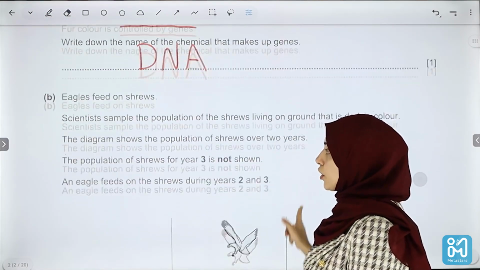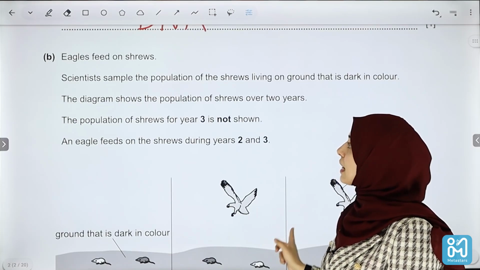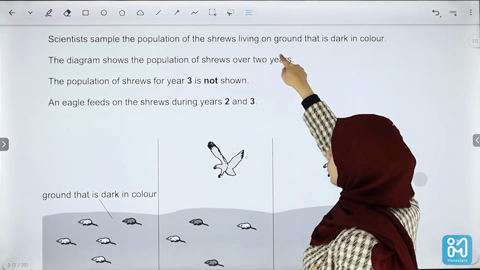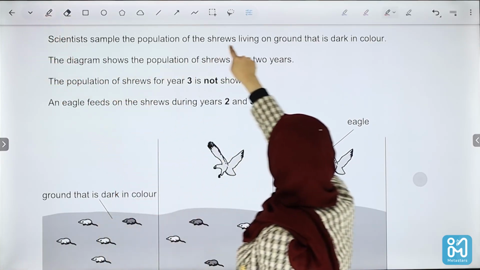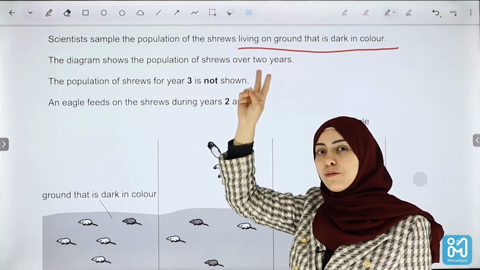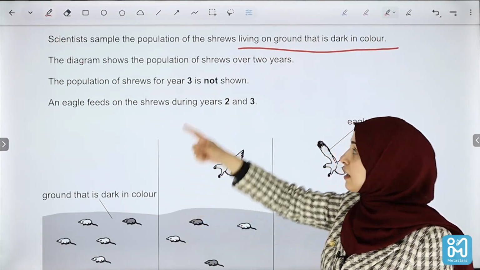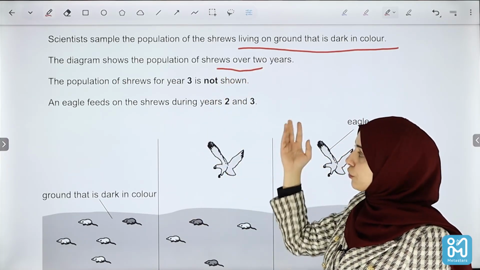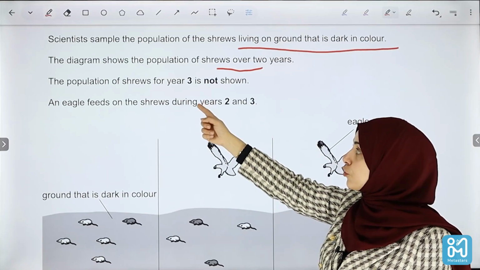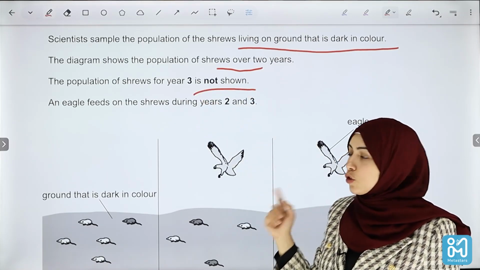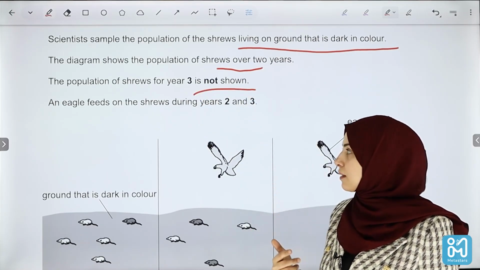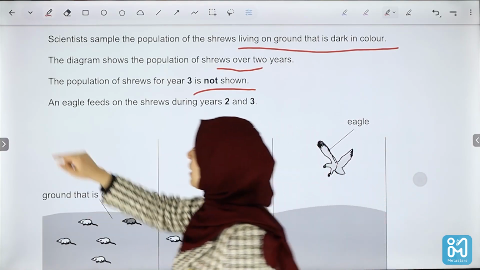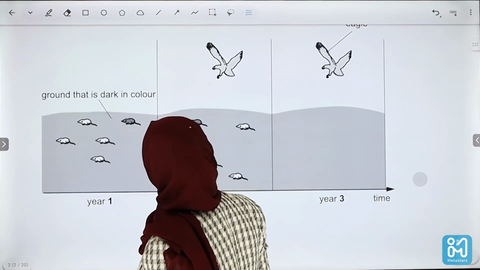Eagles feed on shrews. Scientists sample the population of shrews living on a ground that is dark. So here, the ground is very dark. And remember, we have two shrews, one black and one white. The diagram shows the population of shrews over 2 years. The population of shrews in year 3 is not shown, so we have to predict it. An eagle feeds on the shrews during year 2 and 3. Let's see the diagram.